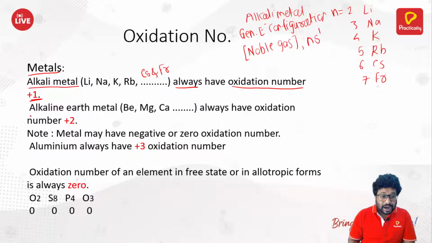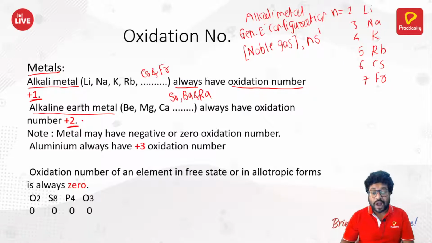Secondly, alkaline earth metals. Alkaline earth metals are what? Beryllium, magnesium, calcium. Then you have strontium, barium, and radium. Now all of them have oxidation number +2. Why?